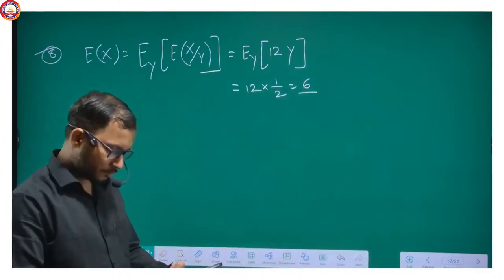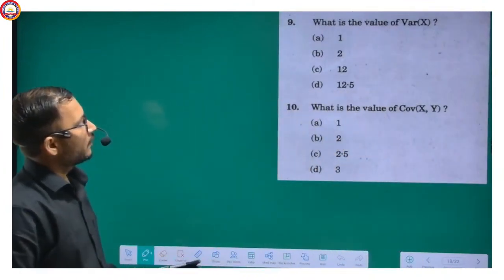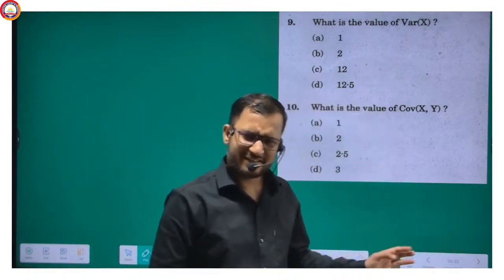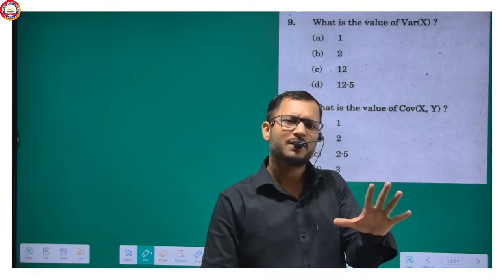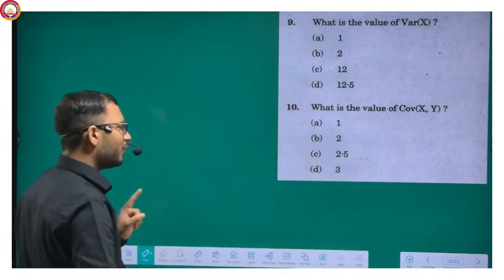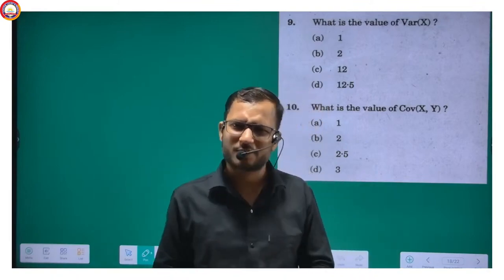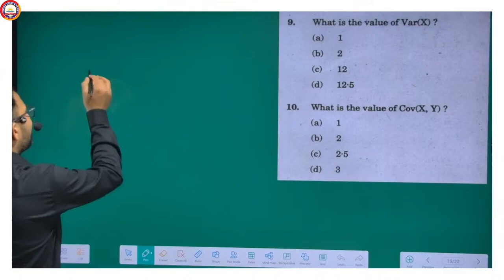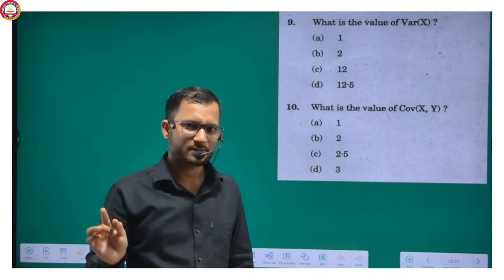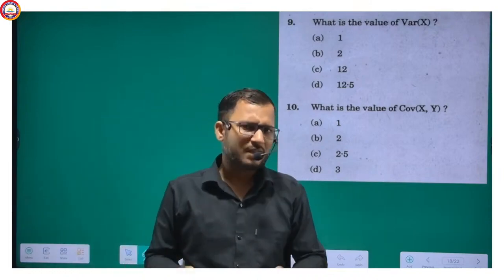Now, the second question, question number 9. What is the value of variance of x and what is the value of covariance of x? In these cases, someone may go for the conditional variance, but I will not say you to go there, because when everything is going smoothly, why do I have more calculation and more formulas to do with? I will do something like this. We have found the value of expectation of x. We have to find the value of expectation of x square. If I do that, that will be the answer.